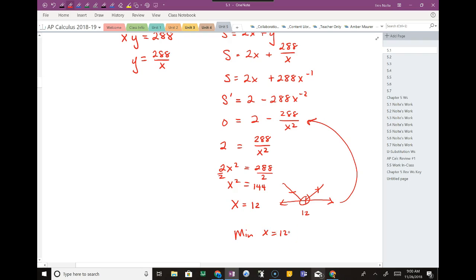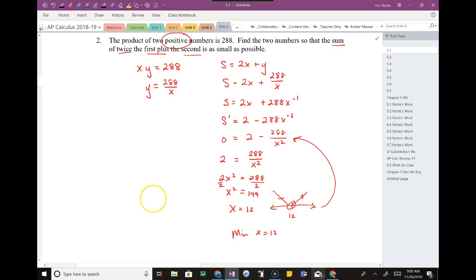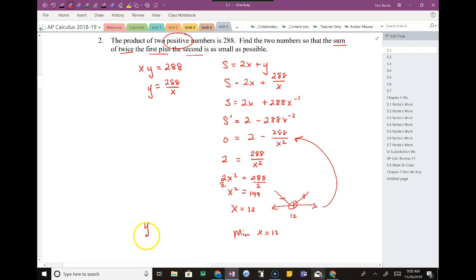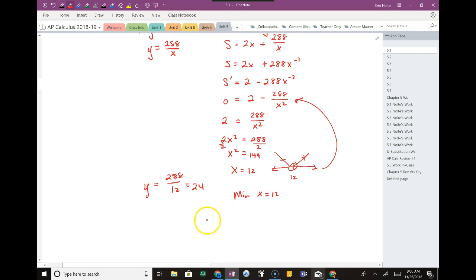So how do I find out what my y value is? Anybody know what 288 divided by 12 is? 24. Good. So your two numbers are 12 and 24.